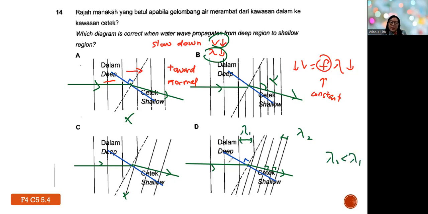So it is either B or D. And next, as you see, the directions of propagation of the wave have to bend towards the normal line, but B doesn't. So the answer is D.